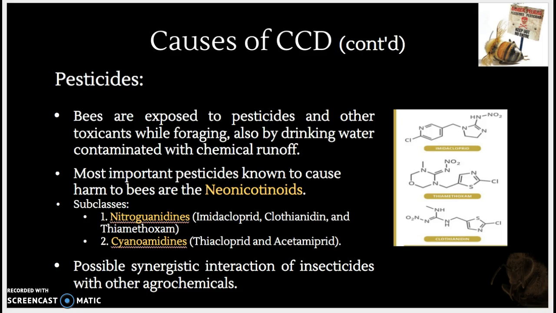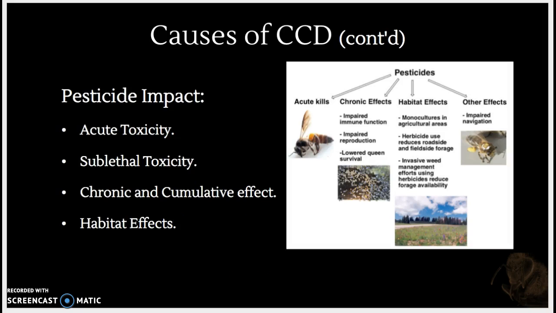There is a possible synergism of insecticides with other agrochemicals. For example, DMI fungicides have the ability to interact with other insecticides to cause harmful effects on honeybees. These fungicides increase the toxicity of acetamiprid and thiacloprid as much as 224 times. Pesticide impact: acute toxicity is an acute exposure to pesticides on bees that can have a range of effects like general agitation, wing paralysis, uncoordinated movements, and arching of the abdomen that is similar to sting reflex.